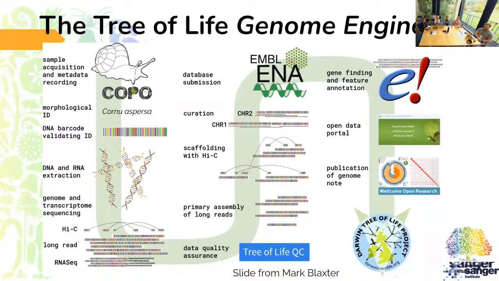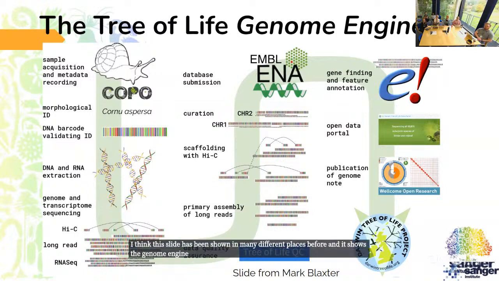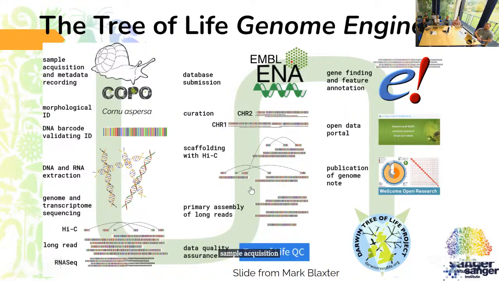Okay, so I think this slide has been shown in many different places before, and it shows the genome engine as envisaged by Mark Blaxter, and it's what we've set up at the Sanger Institute here. So we go all the way from sample acquisition through the data generation to assembly, and then out to free access data that's published as soon as possible. So the Tree of Life Core Laboratory really focuses on this part of that engine: the DNA and RNA extraction and all of the generation of the data, which we then pass on to our colleagues in the assembly team.